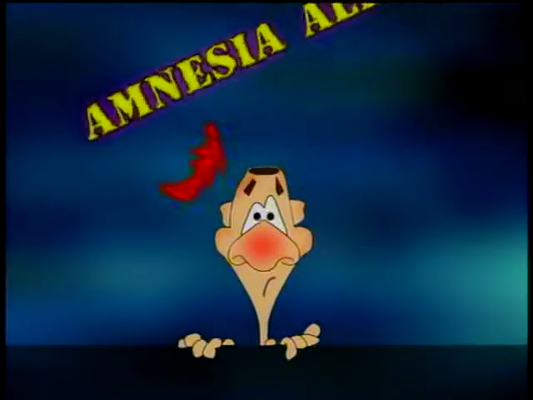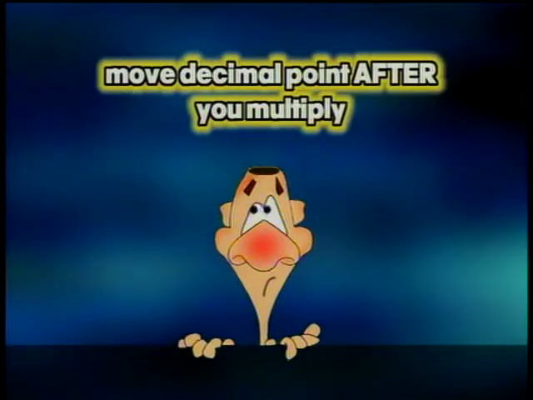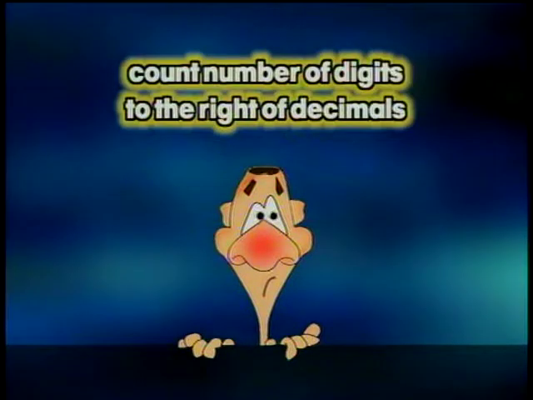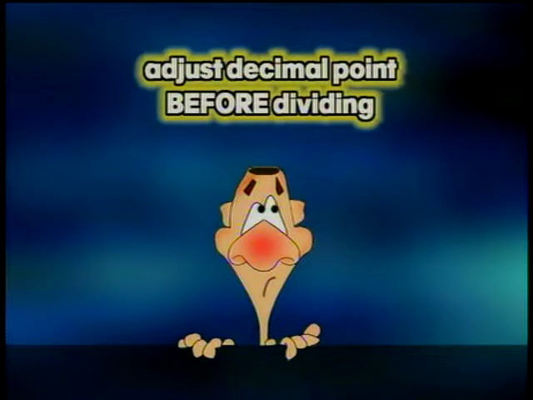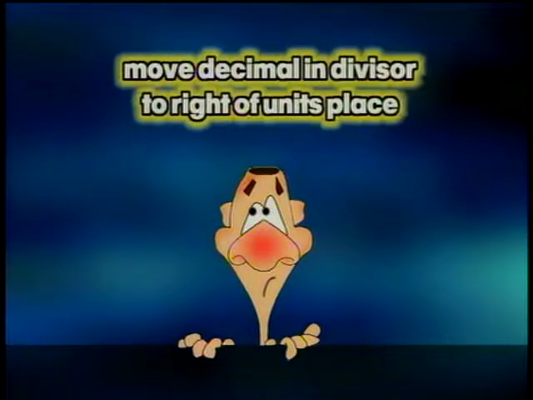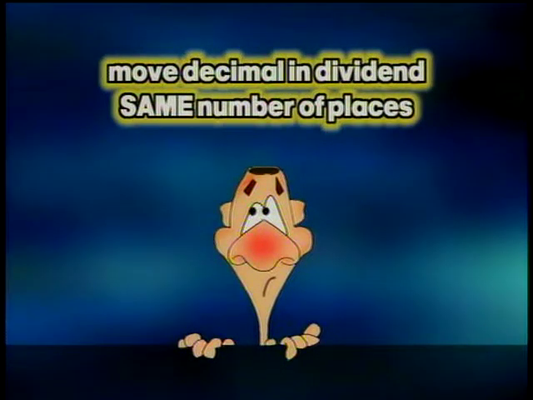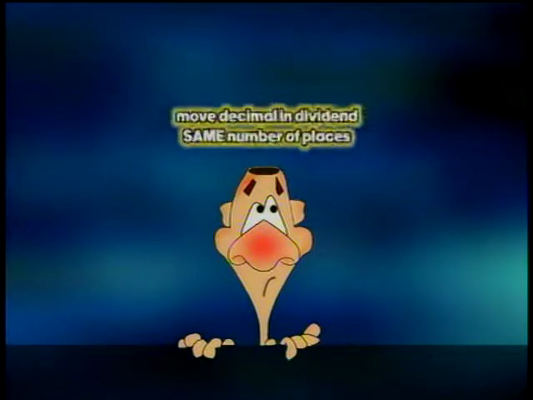Don't forget, you move the decimal point after you multiply. You count the number of digits to the right of the decimals you're multiplying, then put the decimal that number of places to the left in your final result. You adjust the decimal point before you begin the problem in division. For division, you move the decimal in the divisor to the right of the unit's place. Then, you move the decimal in the dividend the same number of places.